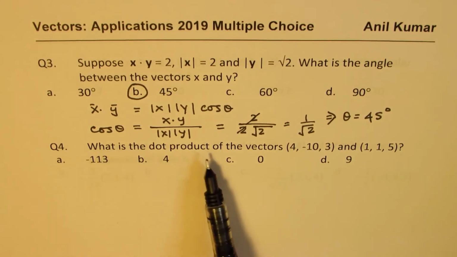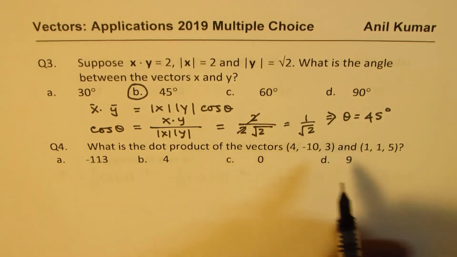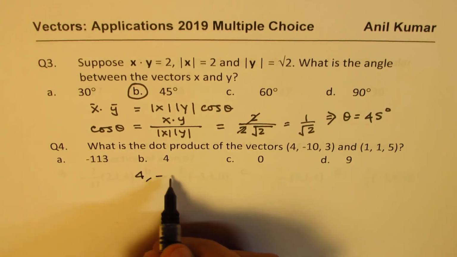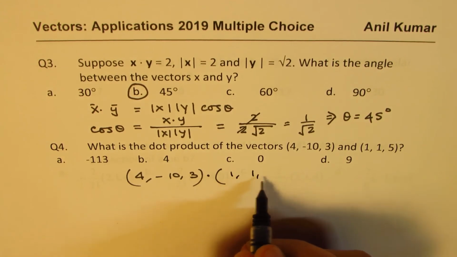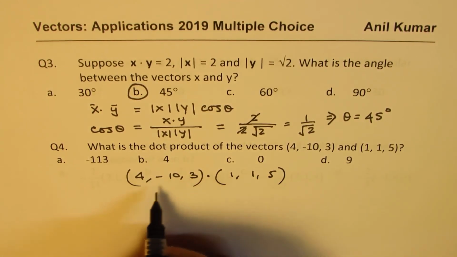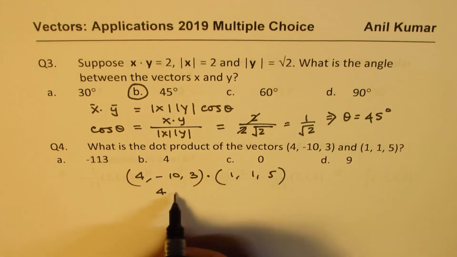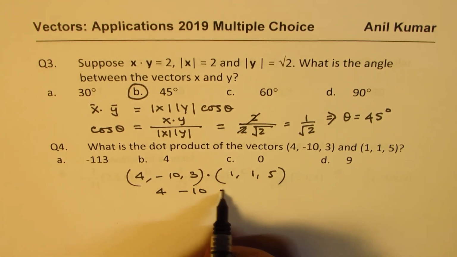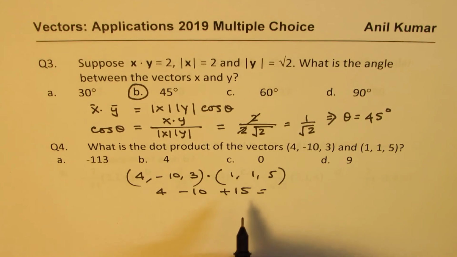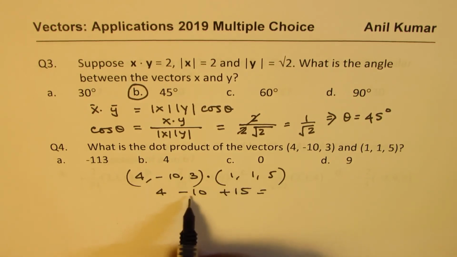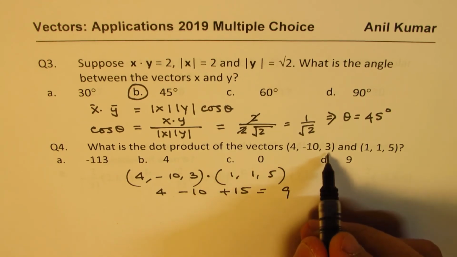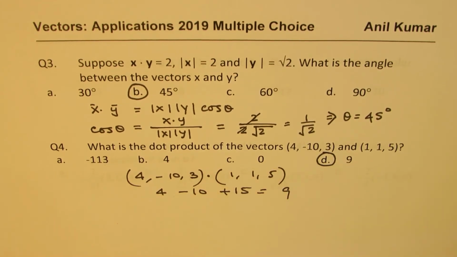Now, what is the dot product of these two? So let's do the dot product. We have 4, minus 10, 3 dot 1, 1, 5, correct? So 4 times 1 is 4, minus 10, and 3 times 5, 15 with a positive sign. So what you get here is, when you take away 10 from this, you get 5, 5 plus 4 is 9 for you, right? So 9 is there. So that becomes your correct answer, clear?